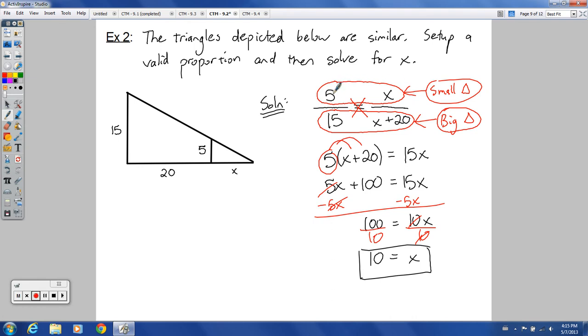You could say that 5 over x, so this part compared to this part, would equal 15 over 20 plus x. Or you could flip-flop these, and that would still be okay. So there's different ways to write valid proportions, but you just have to compare the matching up parts to each other in a proper way.